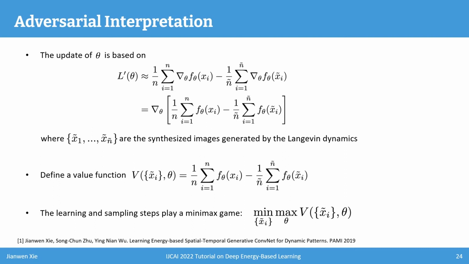We can easily find that the learning and sampling algorithm actually play a minimax game. In the learning step, the algorithm finds theta to maximize V, and in the sampling step, the algorithm finds x tilde to maximize the score function f, thus minimizing the value function V.